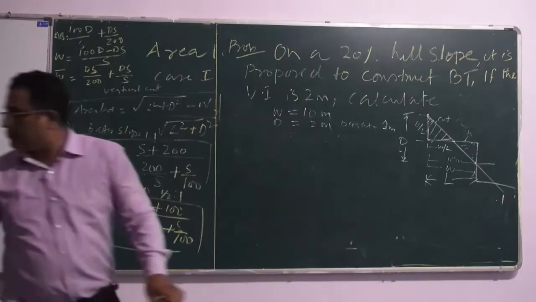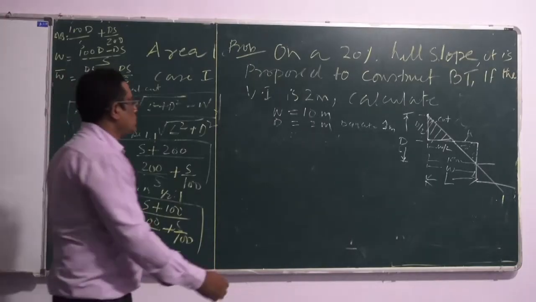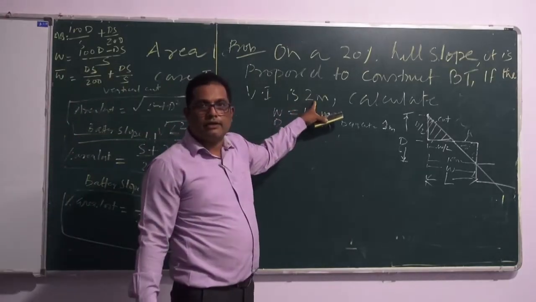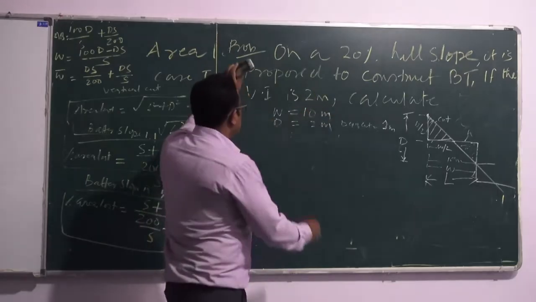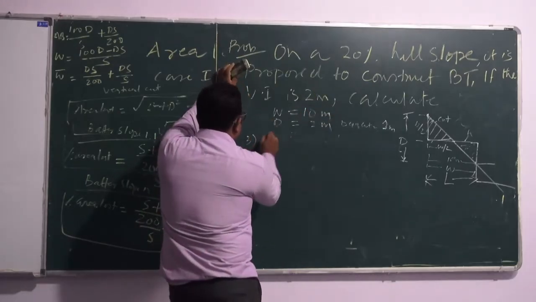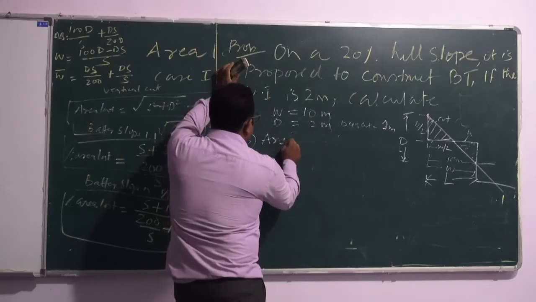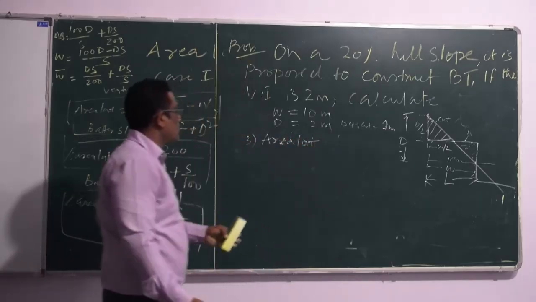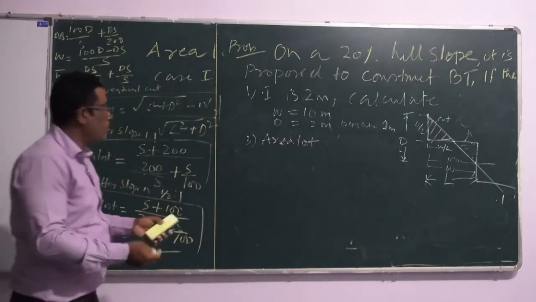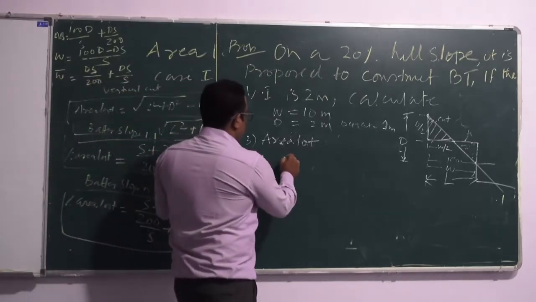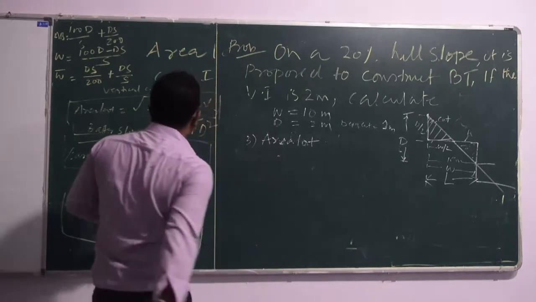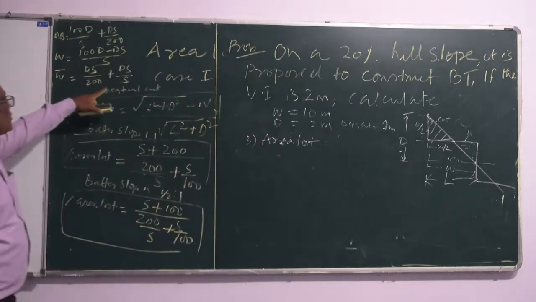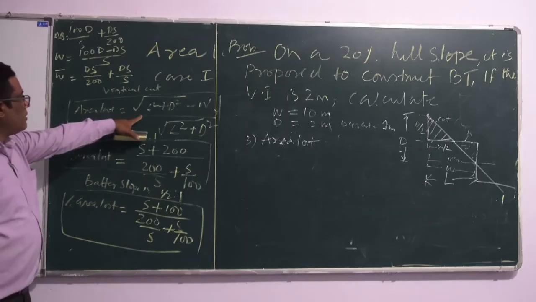Third, what we have to find is the area lost. This all is for the vertical cut, first case. Area lost: the area lost for the vertical cut we have already derived.